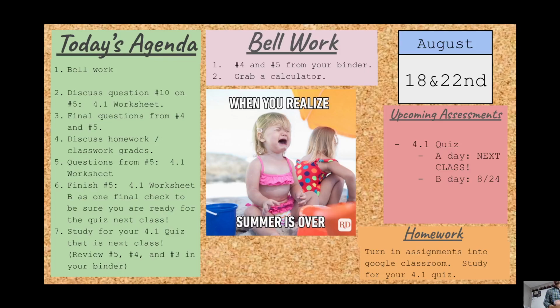And if you've not turned in 3, 4, and 5 in the Google Classroom, you can still do that for full points up until right before class starts on Thursday. So you can turn them in during advisory tomorrow. You can turn them in Thursday morning. But of course, the longer you wait to do that, the more likely you are to forget about it. So something to keep in mind.